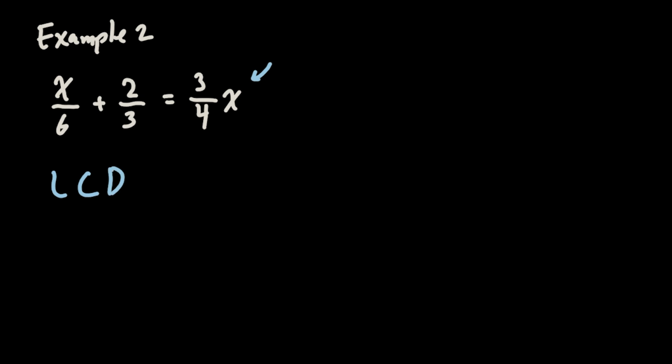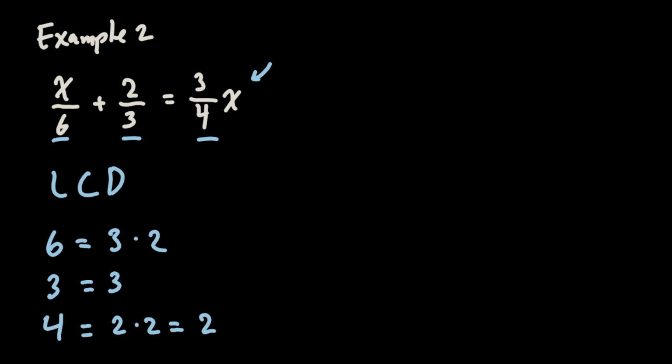So the first step, we will just take 6 here, and we'll take 3, and we'll take the 4. And we'll factor them. So 6 is nothing but 3 multiplied by 2. And 3, we cannot factor it, it's just 3. And 4, it's 2 multiplied by 2, and that would equal to 2 to the power 2. So to find the least common denominator, we will take the highest power of each number.